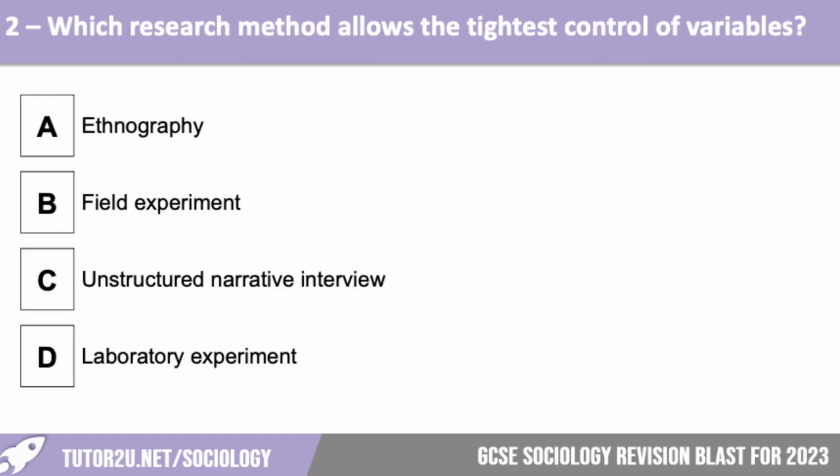Number 2, which research method allows the tightest control of variables? Is it A, ethnography, B, a field experiment, C, an unstructured narrative interview, or D, a laboratory experiment? So which offers the tightest control of variables? It is D, it's a laboratory experiment.